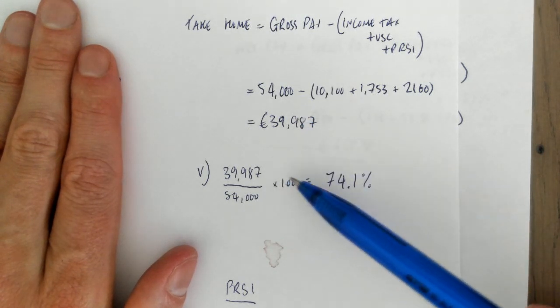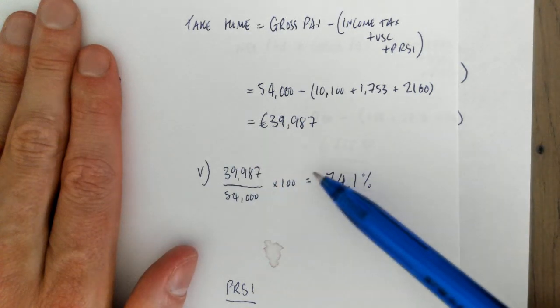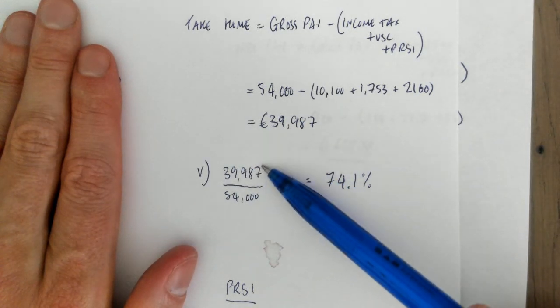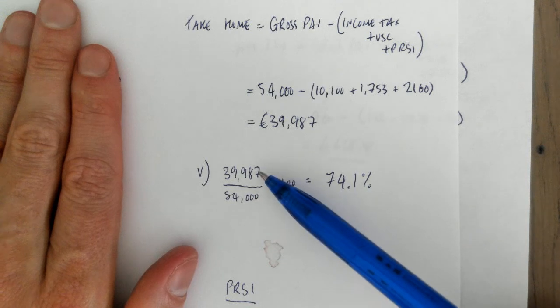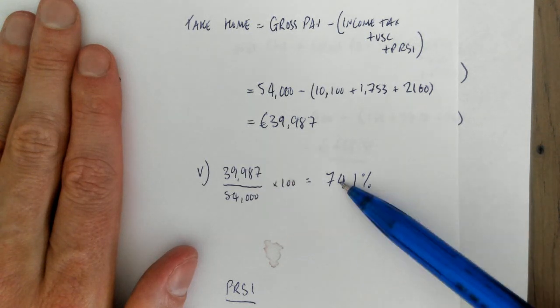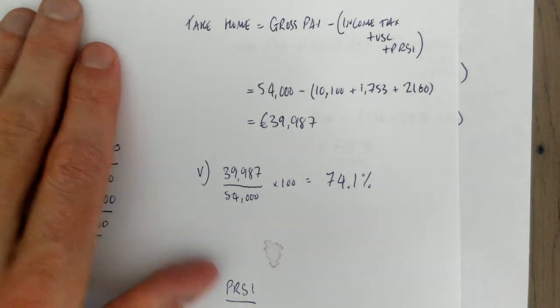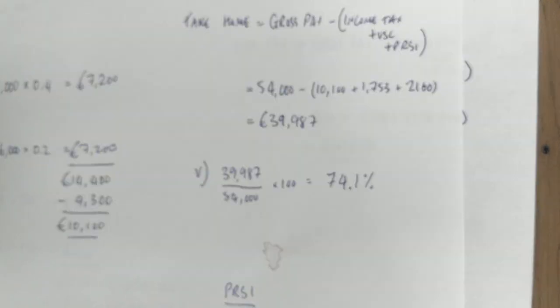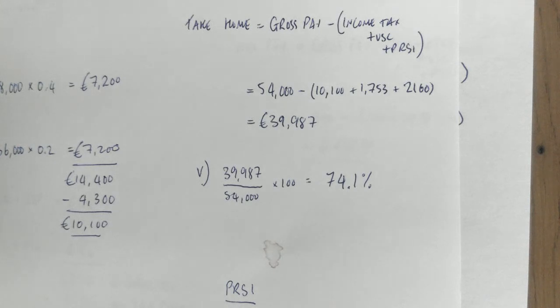The last part of this question asks for it as a percentage of the gross pay. So we just put it over the total. It's like getting 4 out of 10 in a test. 4 over 10 times 100 gives you the percentage. Similarly here, right? So 74.1% is what they take home from their gross earnings.